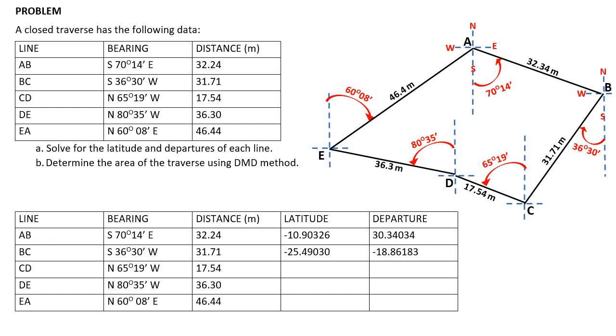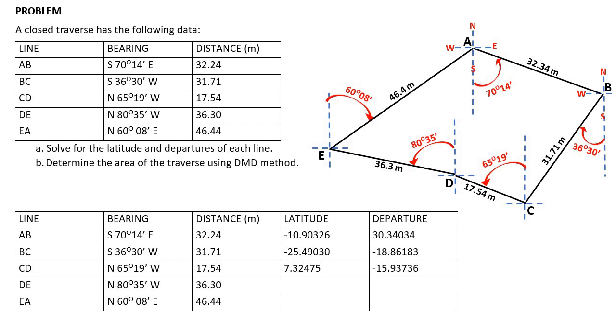And then let's proceed to line CD. So for latitude, it's cosine, for departure is sine. And then let us copy the angle. So now let us calculate. So for the latitude, it's 7.32475. So north, latitude is positive. And then while for the departure, it's 15.93736. So for west, the departure is negative.